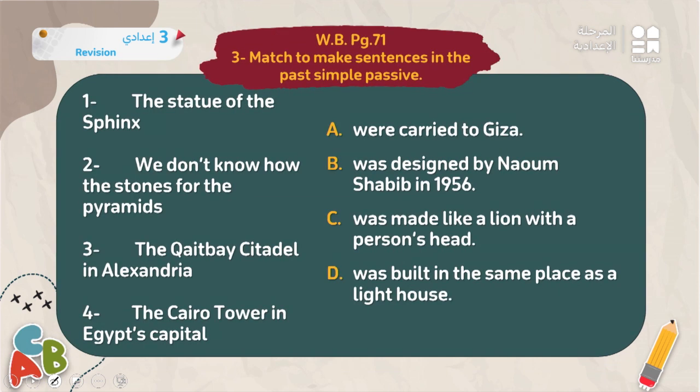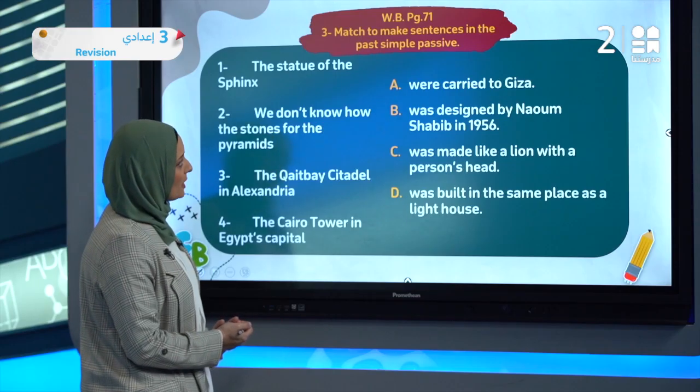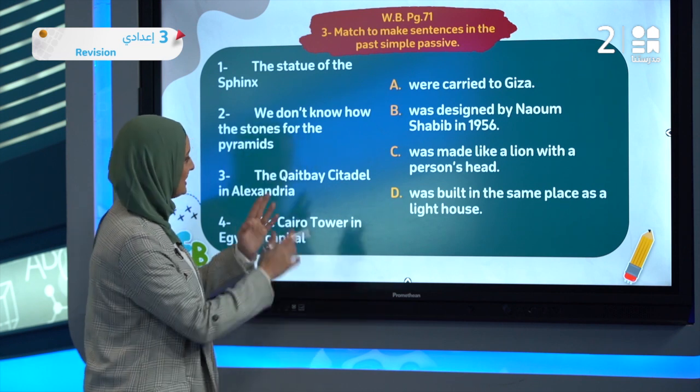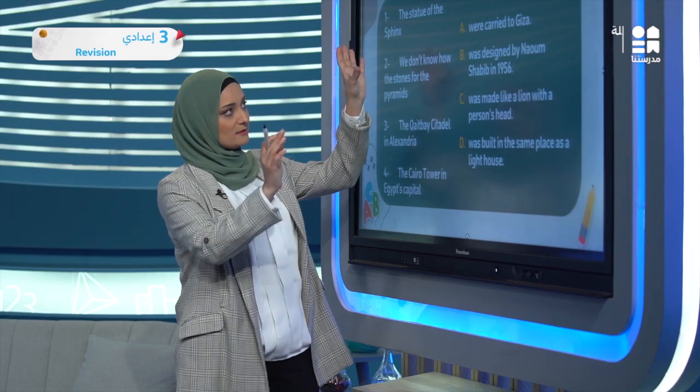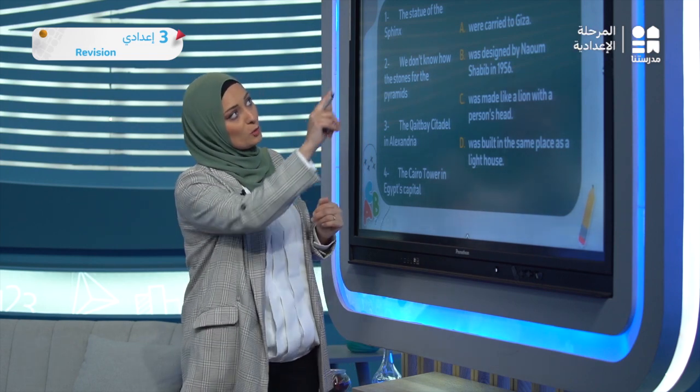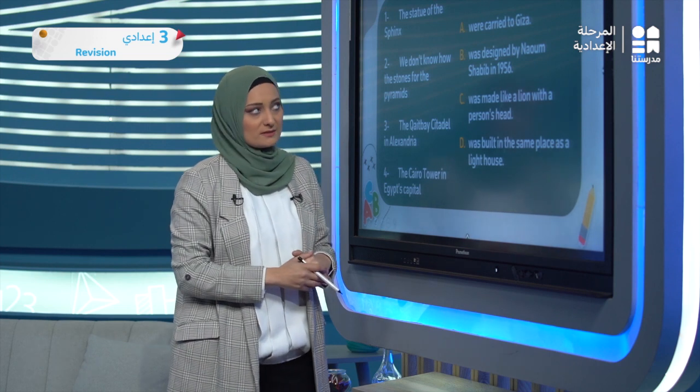We're still in page 71 in the workbook. This time we're going to match to make sentences in the past simple passive. So we'll do matching. I have sentences split up and we'll connect them to each other to make correct sentences in the past simple passive.